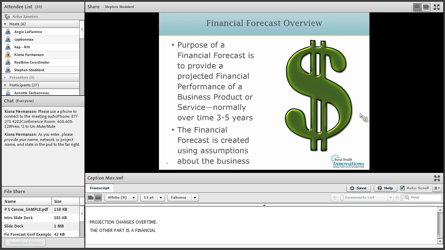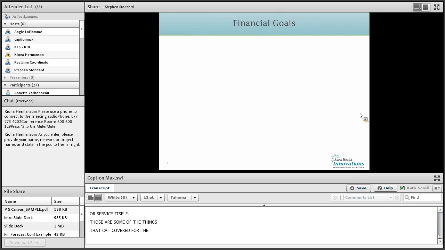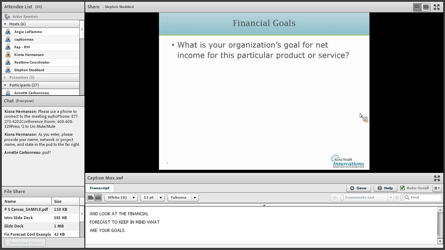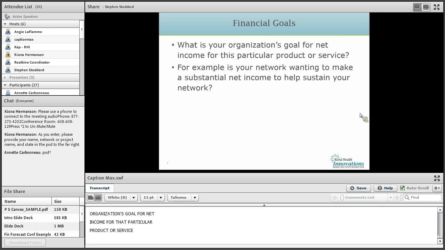So as far as an overview, the purpose of a financial forecast is to provide a projected financial performance of a business or product or service. And it's normally over a time period of 3 to 5 years. So typically you want your projection to be long enough that you can see how your projection changes over time. The other part is that the financial forecast is created by using assumptions about the business or service itself. And those are some of the things that Cap was covering for the example, the conference example.